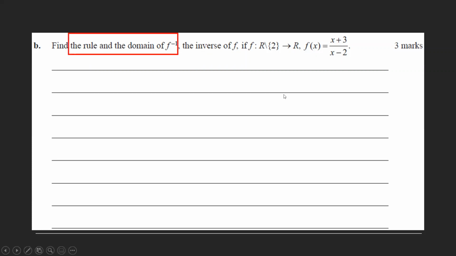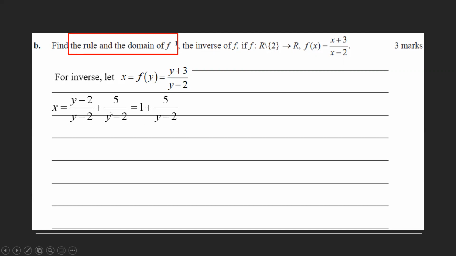So to find the inverse function, you always let x equals f of y. You need to mention, okay, this is for finding the inverse. Now, with x equals y plus 3 over y minus 2, you will end up with something like that. That's the strategy I was talking about. You see the top is y plus 3, so you make a minus 2 there and a plus 5 to compensate the minus 2. Now, y minus 2 over y minus 2 is 1, 5 over y minus 2. Leave it as it is.